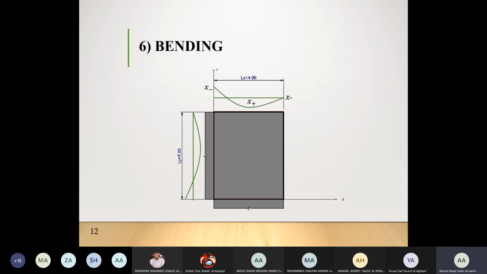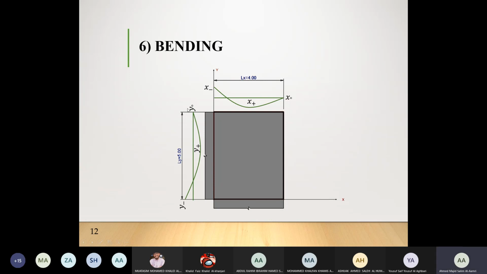And we had something called negative x, positive x, if you remember. Now you can see this line is parallel to x, so it should have the coefficients of x. This line is parallel to y, so it is going to take the coefficients of y. Whenever it goes down, it's positive. Whenever it goes up, we call it negative. In the span it's always positive. At the support, it's always negative.